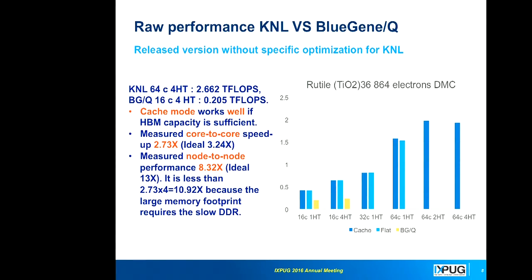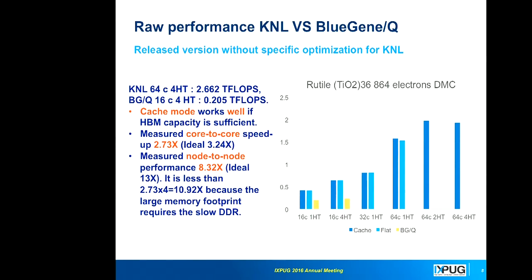The simplest way is to take your code, do nothing, check the raw performance, and see what kind of information we can extract from it. We are doing this experiment running on the titanium dioxide systems. We found that if your calculation's memory footprint can completely fit into HBM, it's very well, we just use the cache mode. There's no difference between cache mode and the flat mode. Yeah, this is what we found.